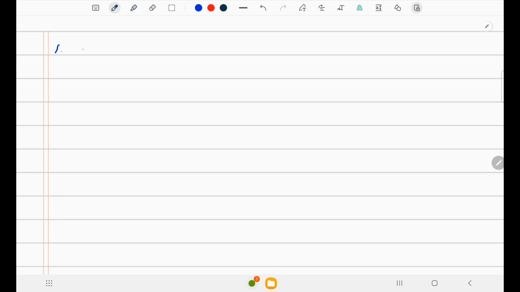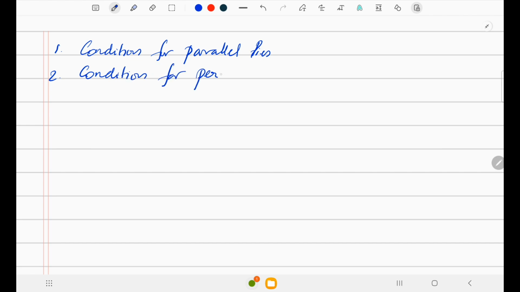Today let us discuss the condition for parallel lines, and the second condition for perpendicular lines.